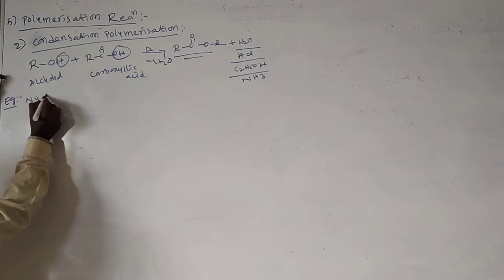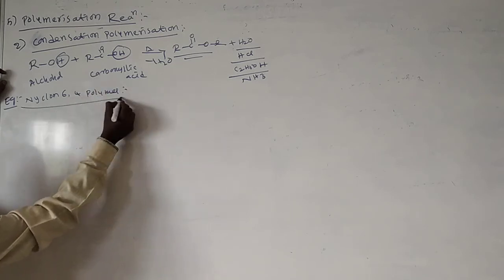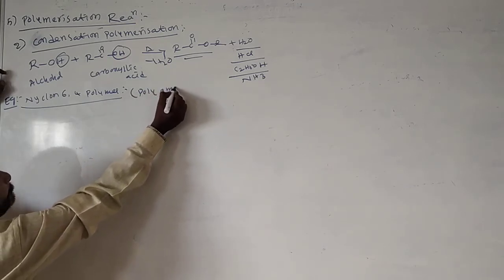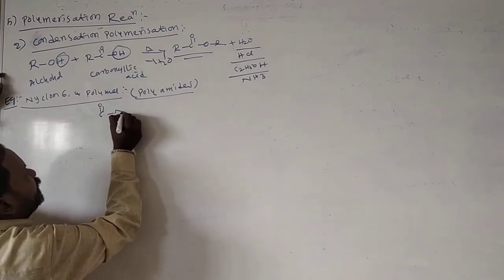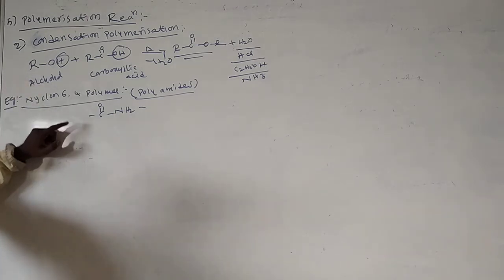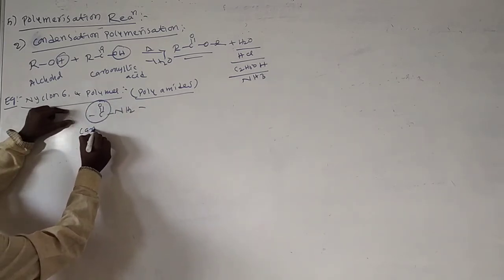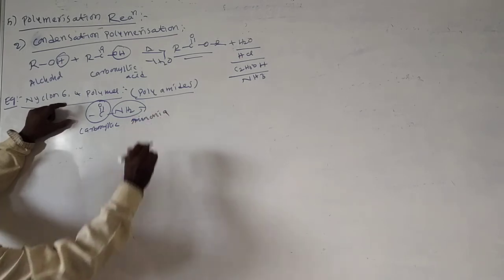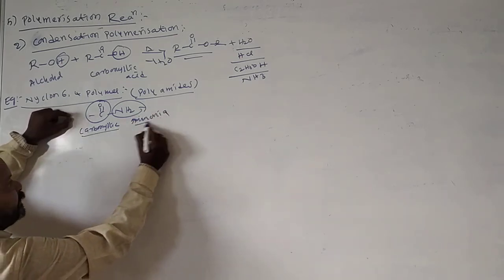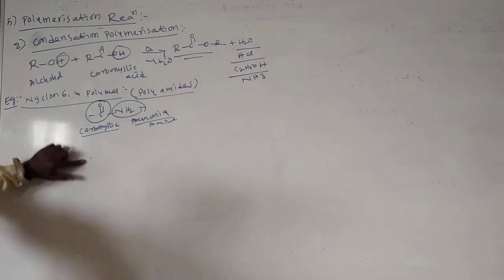So many examples are there. I have taken one or two examples. Nylon 6,4 polymer. These are called polyamides, that means they contain an amide bond. Amide bond means C double bond O with NH2. These polymers are prepared from carboxylic acid and ammonia or amine. This part comes from carboxylic acid, this part comes from ammonia or amine.